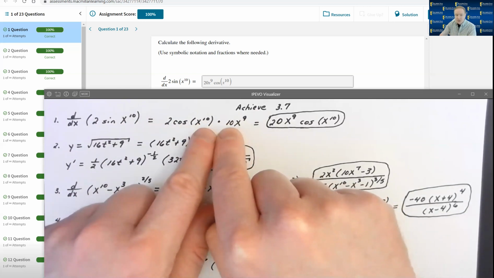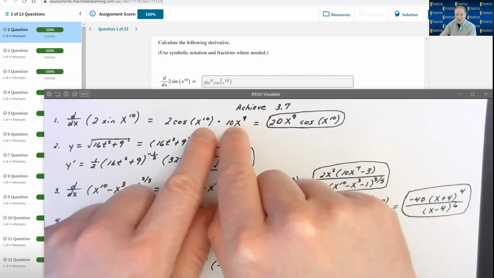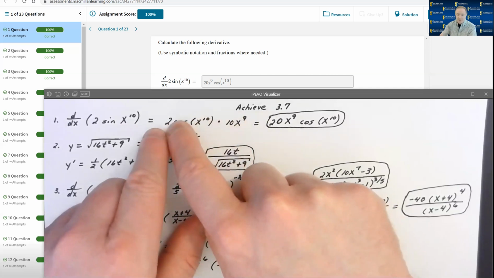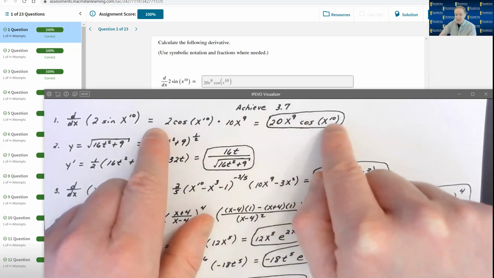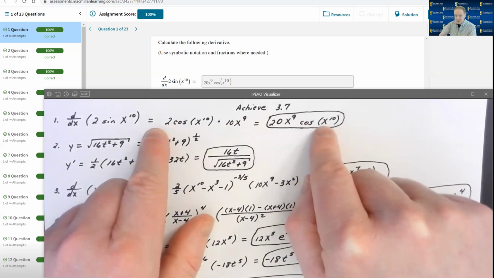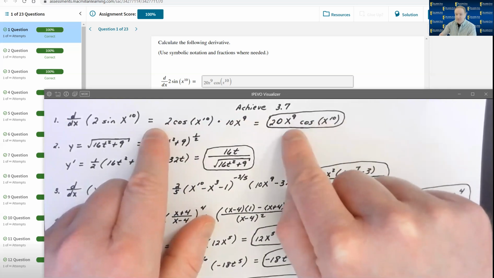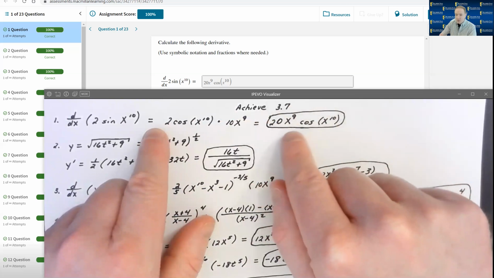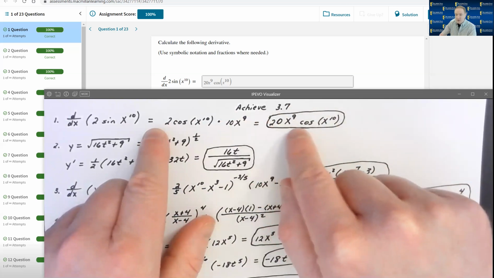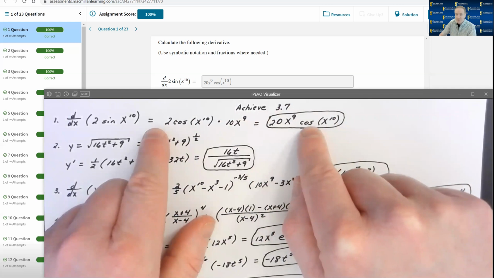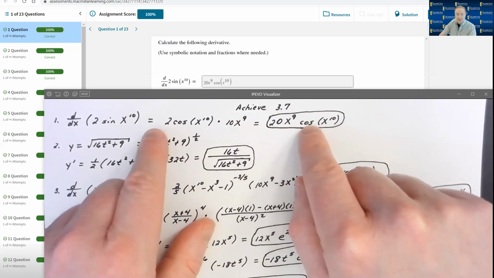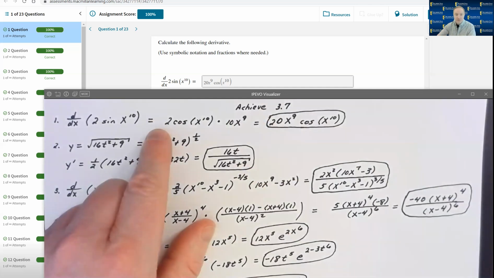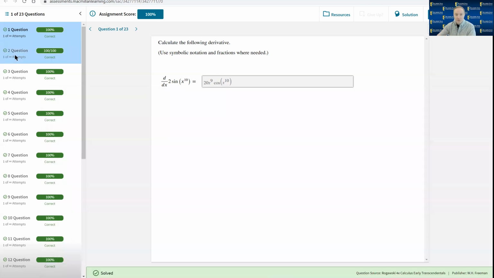Now, in order to simplify that, all I did is bring the 10x to the 9th up front and multiply it by the 2. I thought it looked best to write my answer as 20x to the 9th, the cosine of x to the 10th. And typically, just FYI, as far as common notation, we always put the constants and algebraic terms before any trigonometric term within a term in a function. It's not a written rule, but it's just the way that it's typically done. So you can see that Achieve accepted that final answer, no problem.